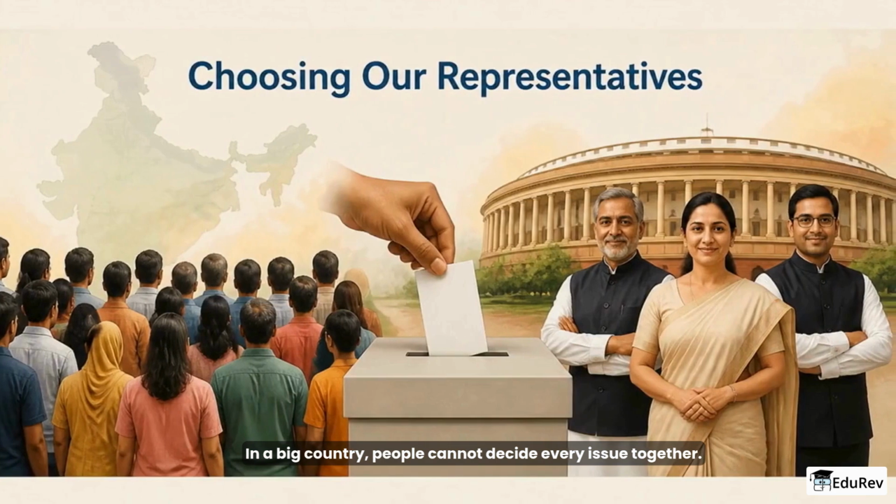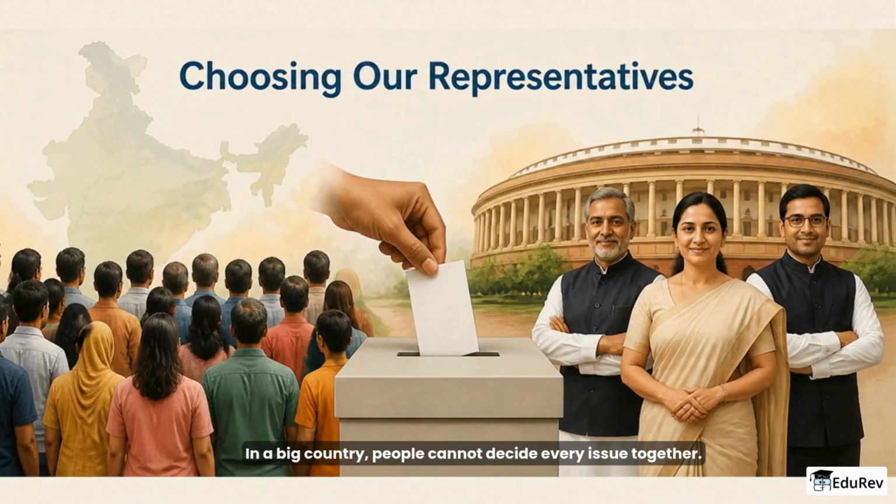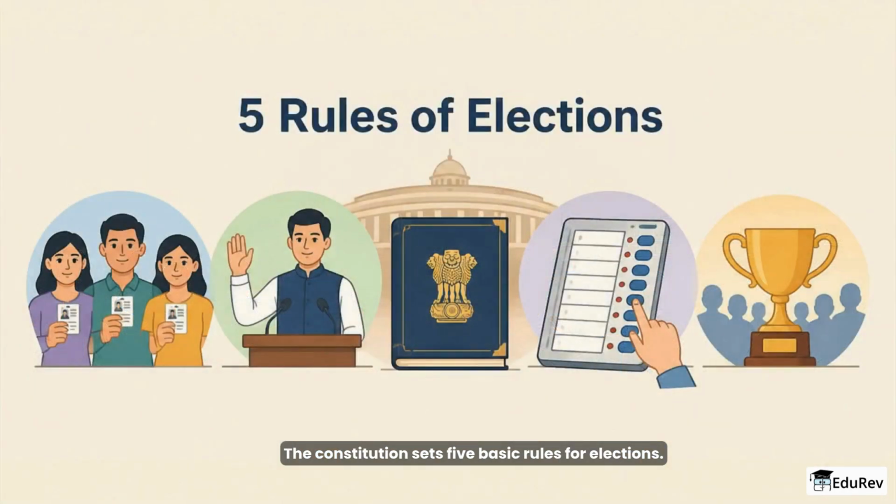In a big country, people cannot decide every issue together, so they pick representatives to speak and act for them. Elections are the way citizens choose those representatives. The Constitution sets five basic rules for elections. It says who can vote, who can stand, who runs the election, how choices are shown, and how winners are declared. These rules help keep elections fair and clear.